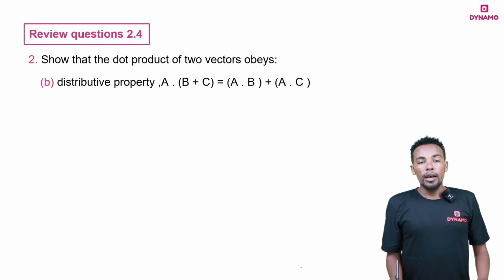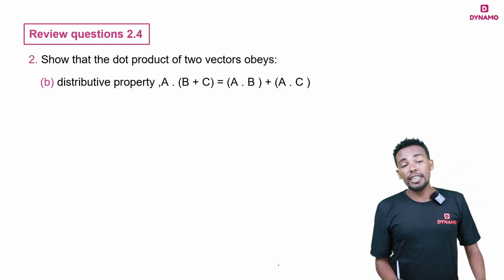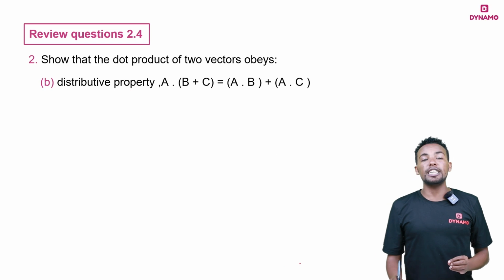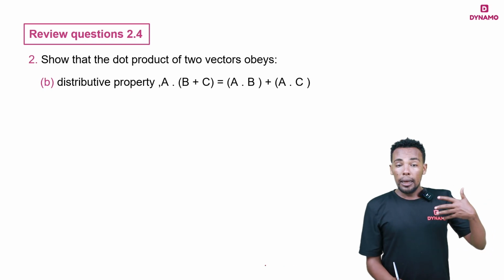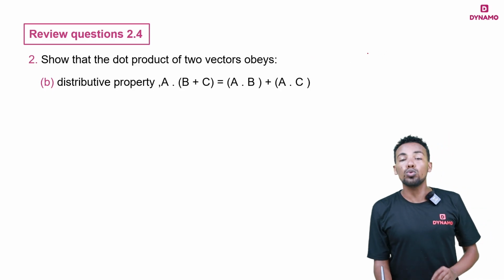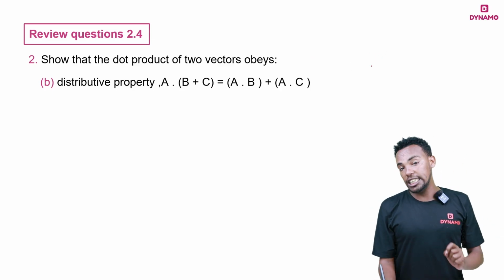Okay. Lammaffaa irratti immoo maal jedhaa? Distributive property isaa kana immoo obey ta'uusaa ibsinuun jedhaa jira. Kanaaf A dot with B plus C is equals to A dot B plus A dot C ta'uusaa jecha.